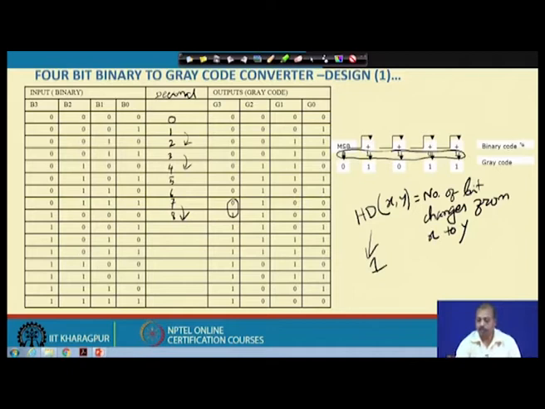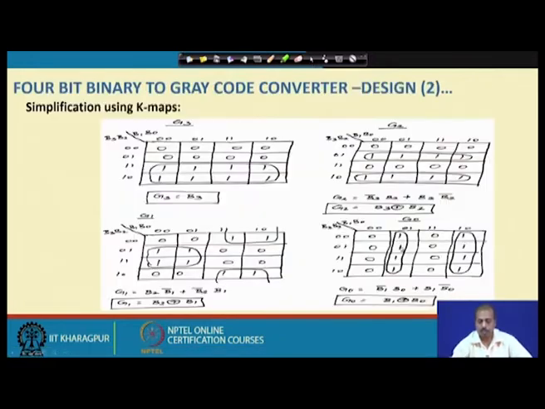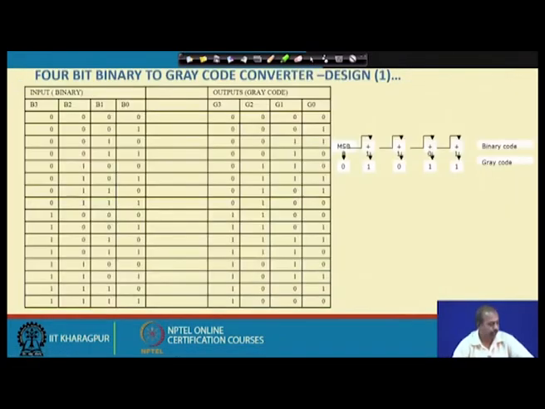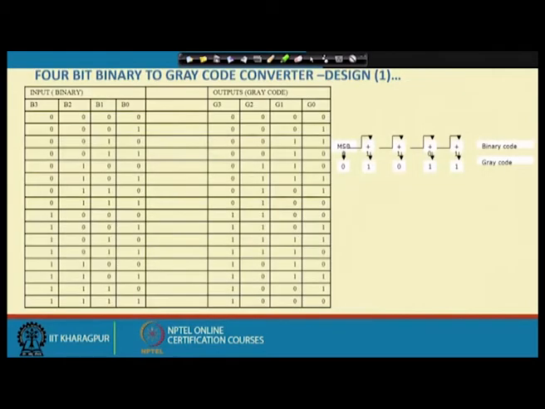We will come to this definition via the truth table. We will start with the truth table here, and then we will show you that this leads to this functionality. So let us take the simplification of this code. If we look into the corresponding Karnaugh maps for G3, G2, G1 and G0, G3 is this column, G2 is this column. In the Karnaugh map, G3 is 1 whenever B3 is equal to 1. So whenever B3 is equal to 1, G3 is equal to 1.